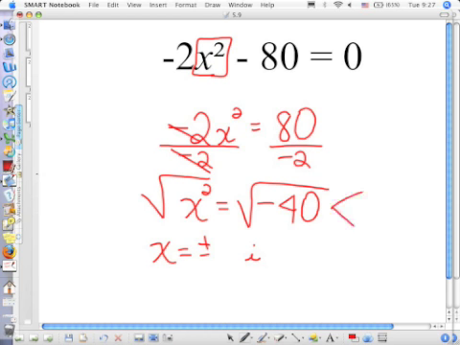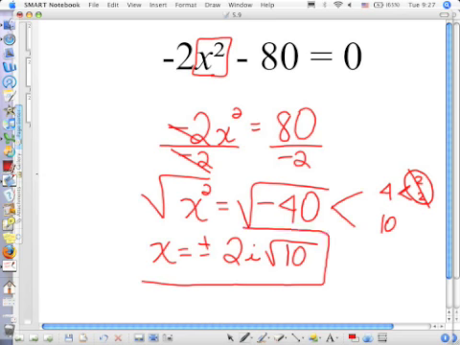40 is 4 times 10, right? And 4 is 2 times 2. 10 is 2 times 5. Nothing can come out of that. So I've got a pair of 2's, and what do I have left? A 10. Notice my i is to the first power. If it was anything else, I'd have to simplify it.